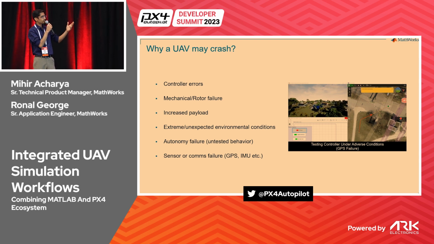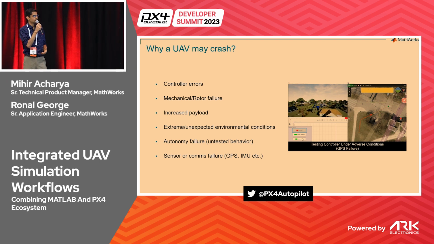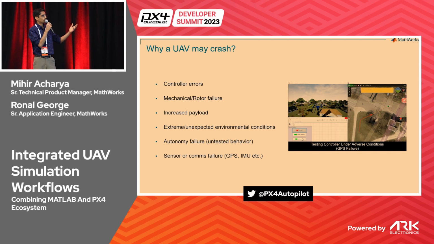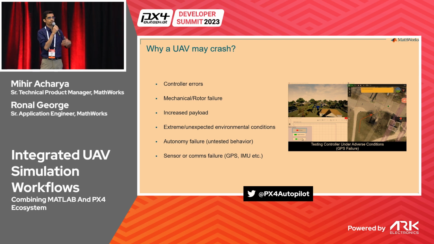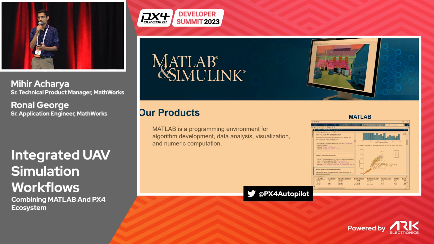So several different reasons a drone can crash can be controller errors, mechanical rotor failures, varying payloads, and also other conditions like environmental effects, changes in weather, or failure of autonomy algorithms, or sensor failures. One of these sensor failure applications we will go over, and Ronal will go over that. But before that, let me bring over why MATLAB and Simulink and why MathWorks is here with all the PX4 ecosystem that also includes a lot of open source like OpenCV, ROS.